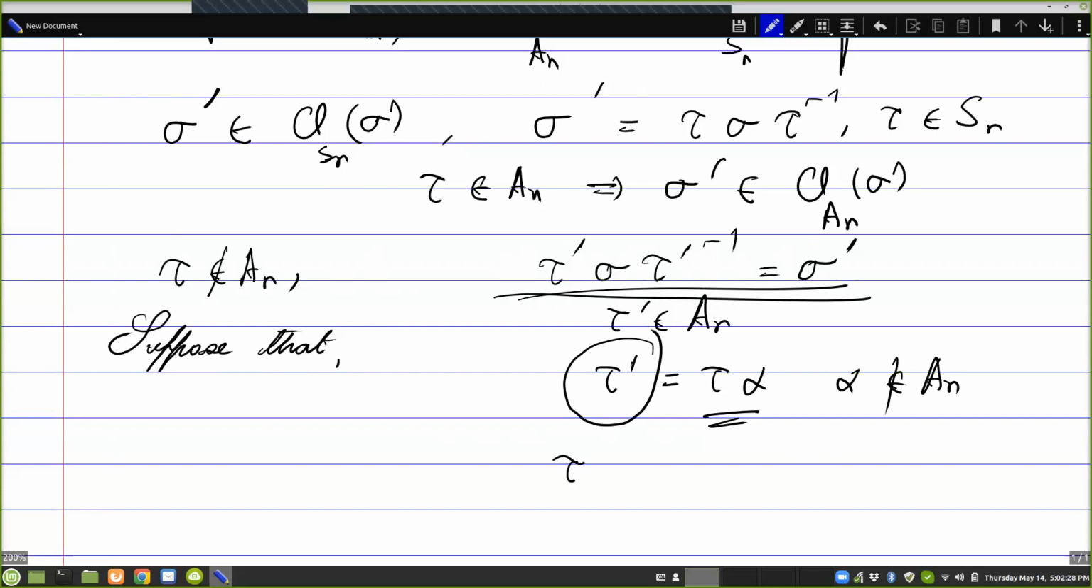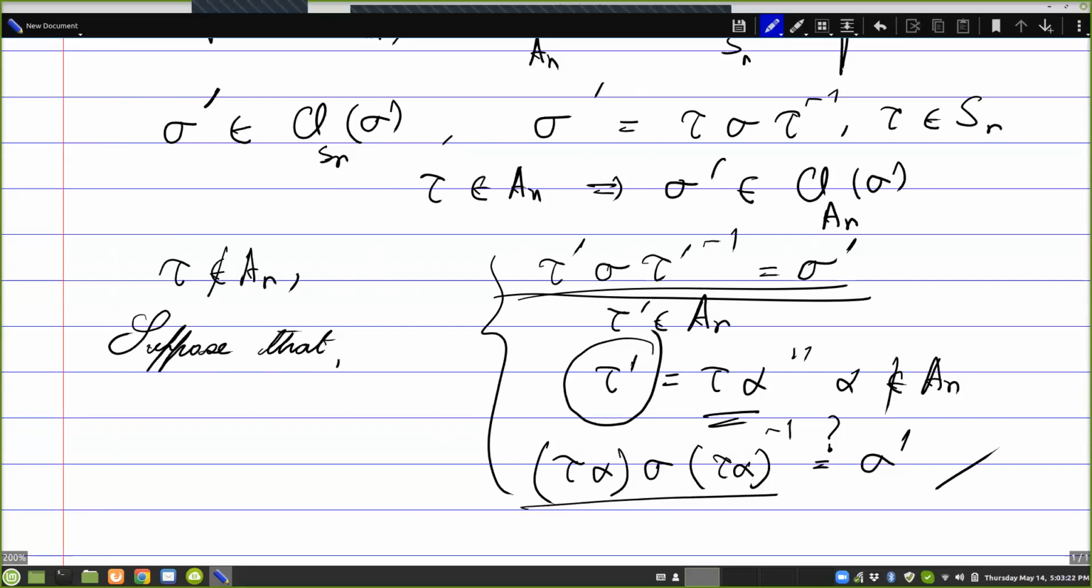Now we will see whether we can make a suitable choice of alpha such that tau alpha sigma tau alpha inverse is sigma prime or not. As I said, this tau is not in An, we would like to replace it by a tau prime which lies in An. So how to get a tau prime from tau, where tau is an odd permutation and tau prime is an even permutation? The natural way is to multiply tau by some odd permutation. So we see whether, for a suitable choice of alpha, we can achieve this or not.